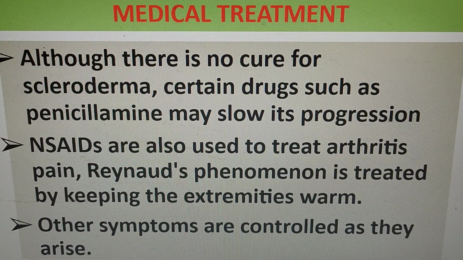Medical treatment for scleroderma: although there is no cure for this condition, certain drugs such as penicillamine may slow its progression. NSAIDs are also used to treat arthritis, joint inflammation, and pain. Raynaud's phenomenon, a disorder of the fingers, is treated by keeping the extremities warm. So keep your limbs and extremities warm. Other symptoms are controlled as they arise.